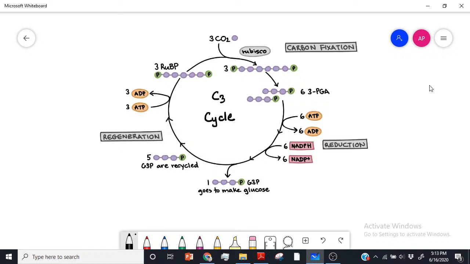Now over here I would request you to ignore the balancings. In this diagram it has been tried to balance the reaction by putting the numbers 3CO2, then 6 3PGA, everything, right? Just ignore those balancings for now. So should I start with the C3 cycle?